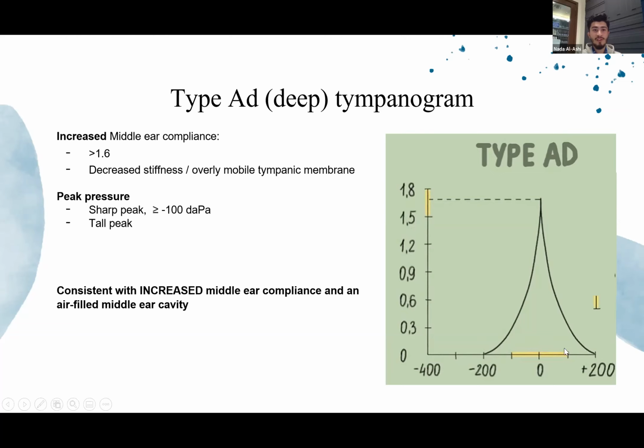So because we have increased middle ear compliance, it will have a very tall peak. And as we can see here on the tympanogram, it's a very tall peak, and the middle ear compliance is 1.7, which is a type AD. A type AD is consistent with increased middle ear compliance and still an air-filled middle ear cavity.